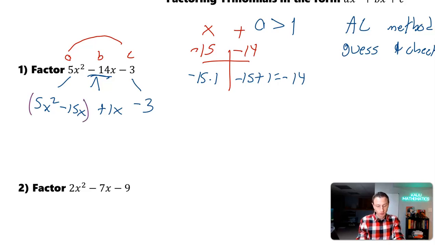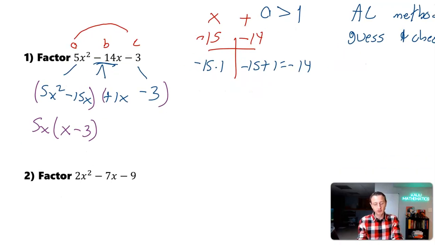So now we're going to group 15x squared minus 15x, factor out the 5x. This is just grouping. And then I'm left with x minus 3. In the second set of parentheses, I have plus 1x minus 3, or 1x minus 3. I don't have anything to factor out, so I have to factor out something, and that's just going to be a 1, and that's going to leave me with x minus 3.